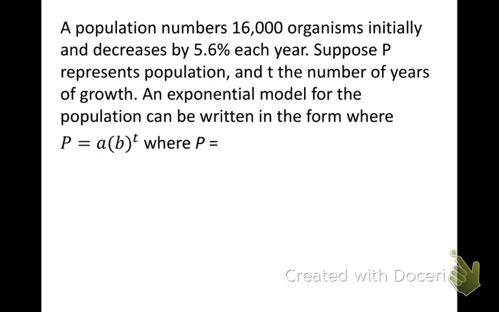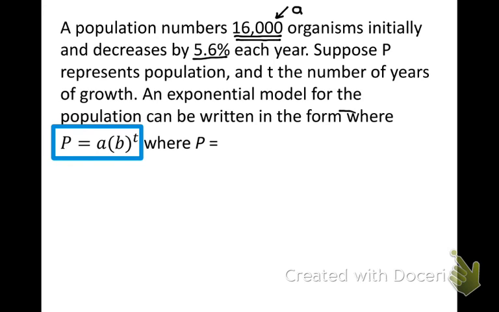Okay, this one says a population numbers 16,000 organisms initially and decreases by 5.6% each year. Suppose P represents population and t, the number of years of growth. An exponential model for the population can be written in the form where P equals A times B to the t. Only thing they want us to determine in this problem is what my equation would look like. So where it says where P equals, they want us to fill in A and B. Okay. Now, my initial value is this 16,000 organisms. That's that A value.